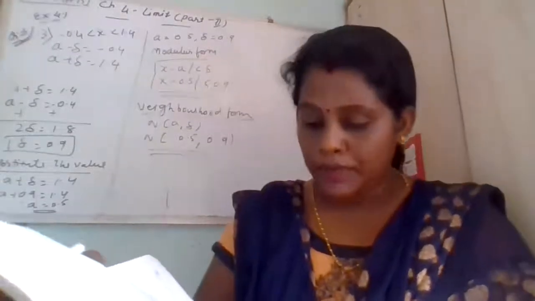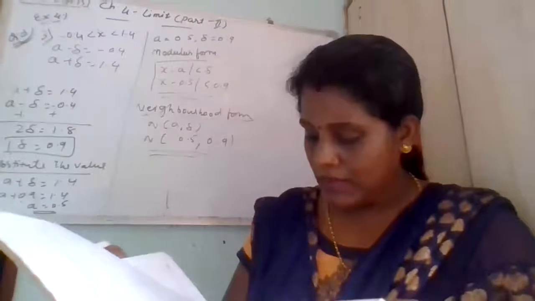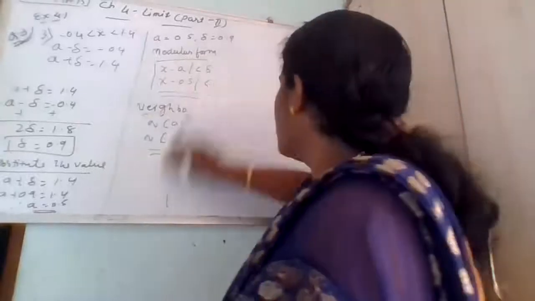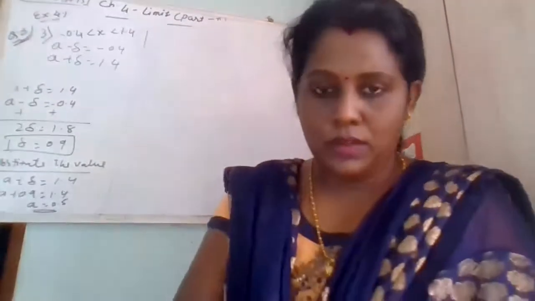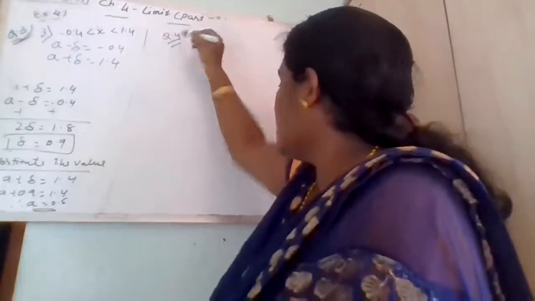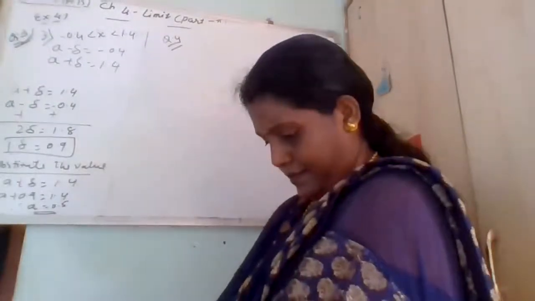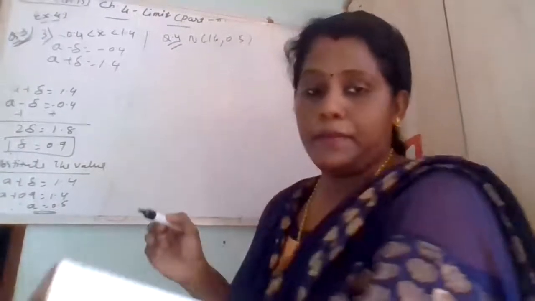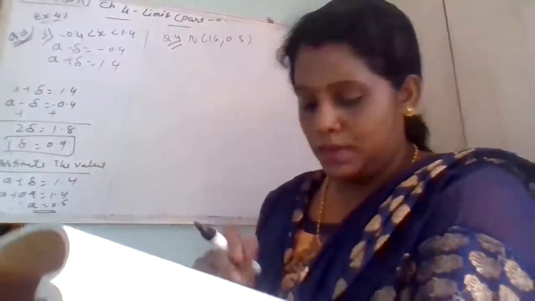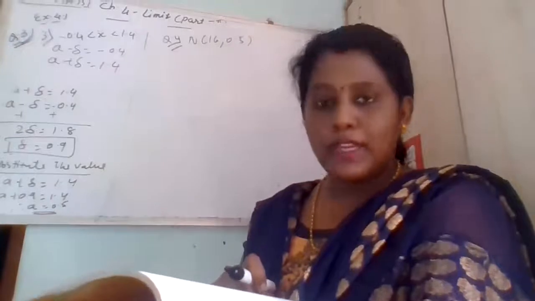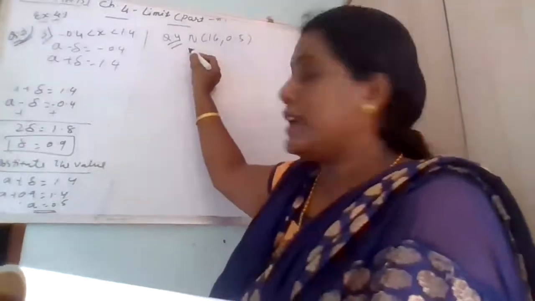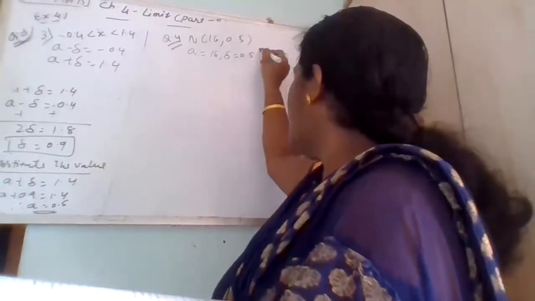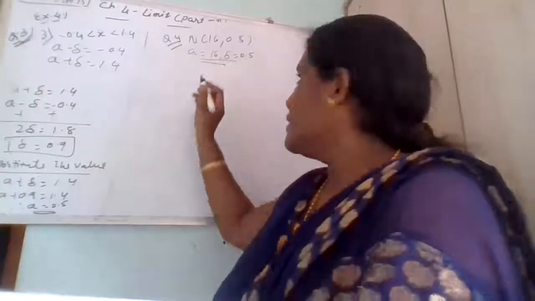What is question 4? See, express N(16, 0.5) in the interval and modulus form. Now question number 4 is N(16, 0.5). This is given, right? Then you have to find the interval and modulus form. So first you have to find a and delta. So a equal to 16 and delta equal to 0.5, right?